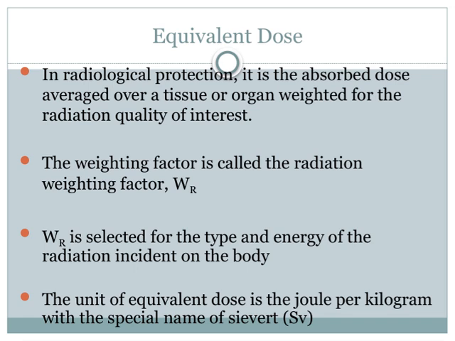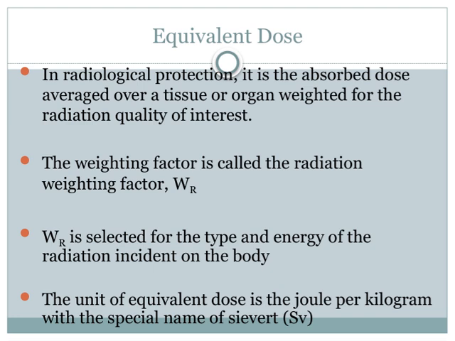we don't just look at the dose in isolation. Instead, we consider the dose averaged over a specific tissue or organ, and we weight that average based on the radiation quality of interest. This helps us better assess the actual biological impact of different types of radiation on the body. The weighting factor used for this purpose is called the radiation weighting factor, or W_R. This W_R varies depending on the type and energy of the radiation that's incident on the body. For example, alpha particles have a higher W_R compared to X-rays or gamma rays because they cause more damage per unit of energy deposited.